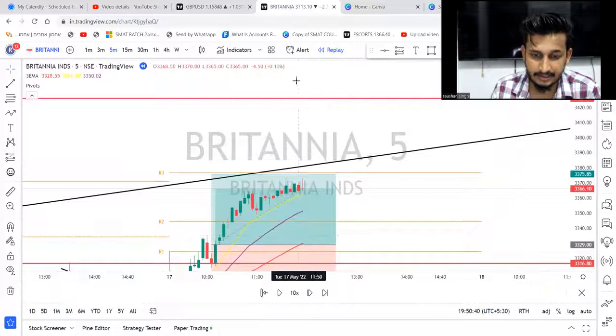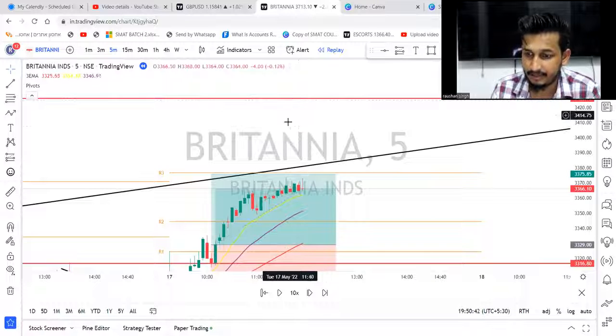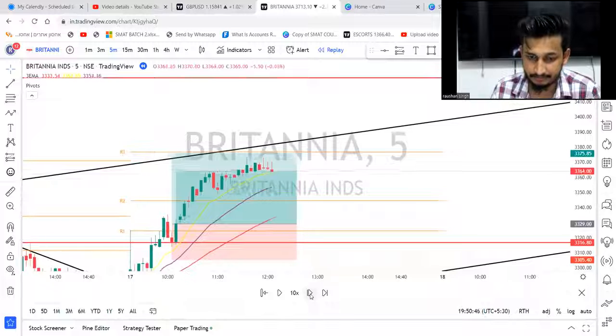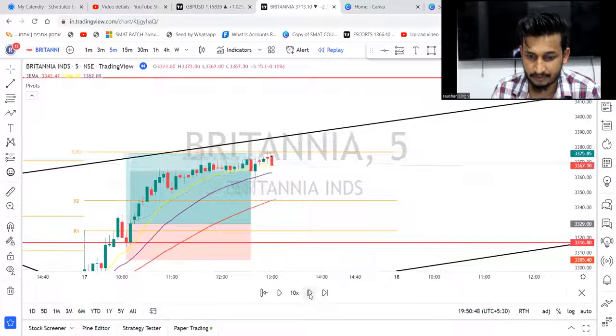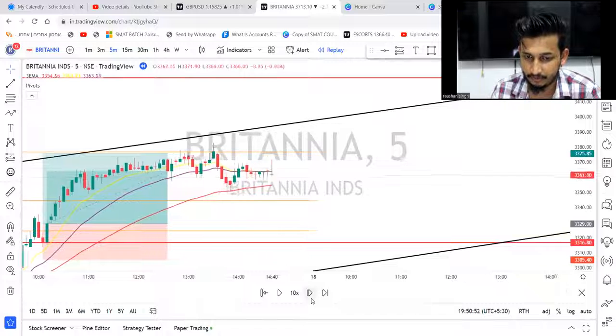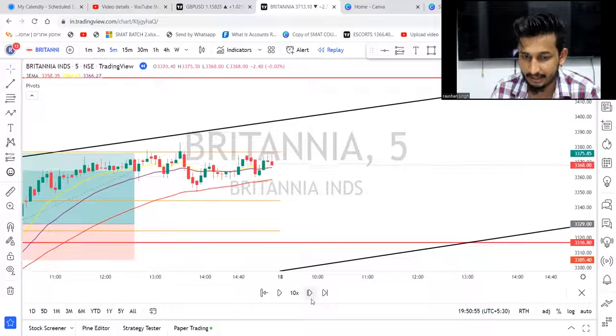And in case this level gets broken, the market's next level is 34.25, which is not going to come today itself. Market will maybe go in range. We don't have to do anything over here. Our target has been done. We should be happy.